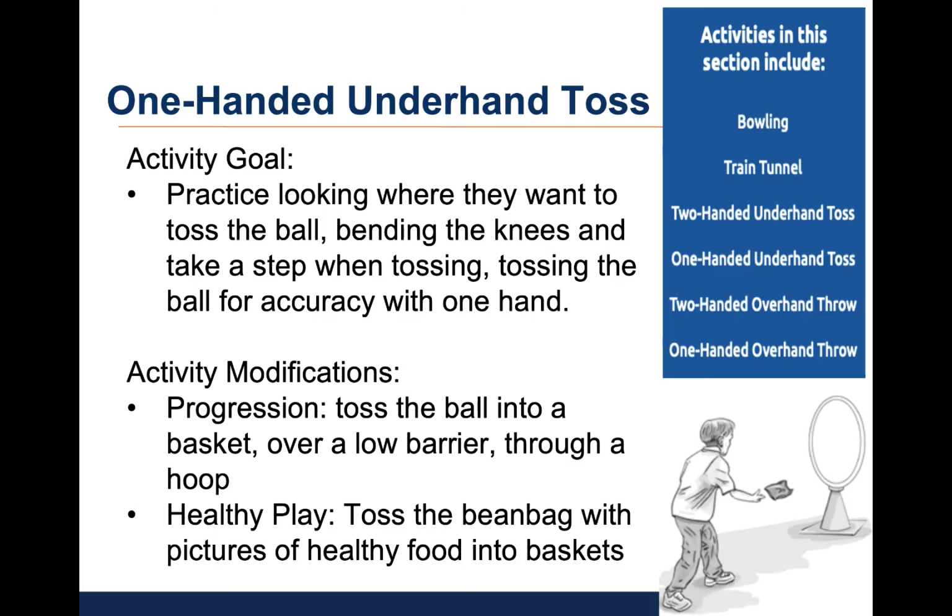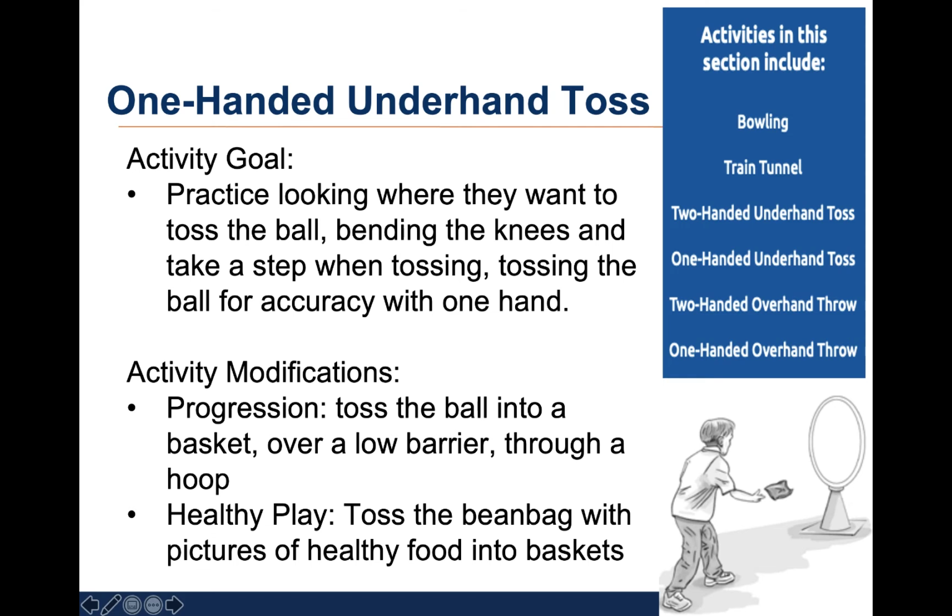The fourth activity is called one-hand underhand toss. The goal of this activity is for children to practice looking at the goal or target, bending the knees and stepping when tossing the ball, and tossing the ball with one hand for accuracy. For this activity, the child will stand with knees bent, holding a ball or beanbag with one hand. The child can use a small ball like a tennis ball or a beanbag.